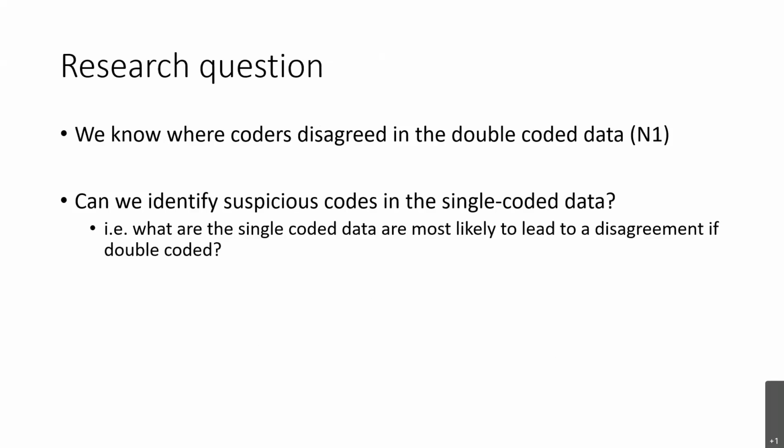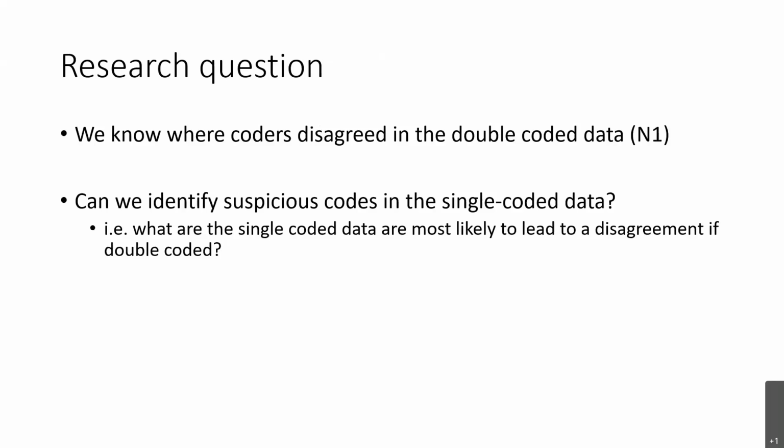So for the double-coded data, the subset, which may be 200, 300 observations, we know where the errors are because we know where the two coders disagreed. So we know most of the errors, let's say it that way. And this is this subset of size n1. Can we identify suspicious codes in the single-coded data? And by suspicious, I mean, what are the single-coded data that are very likely or most likely to lead to a disagreement if they were double-coded?